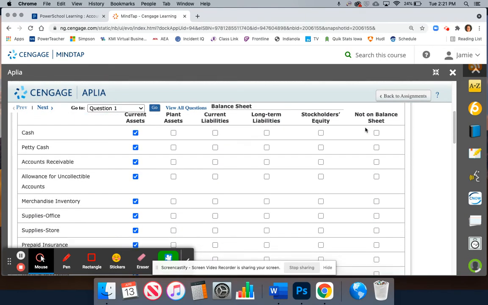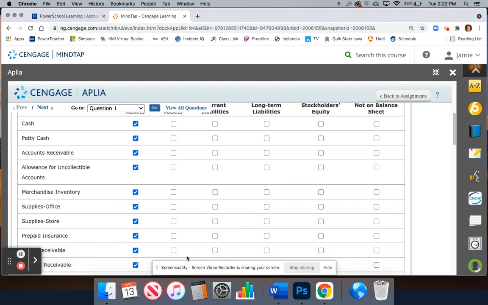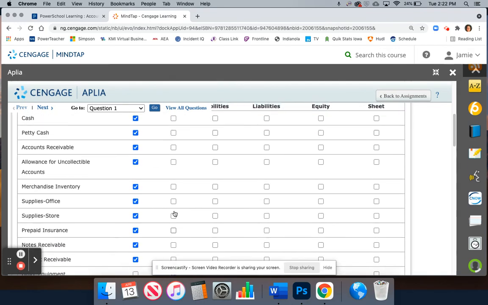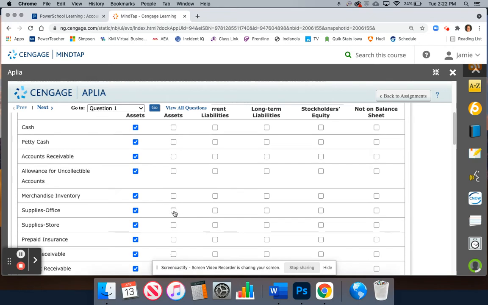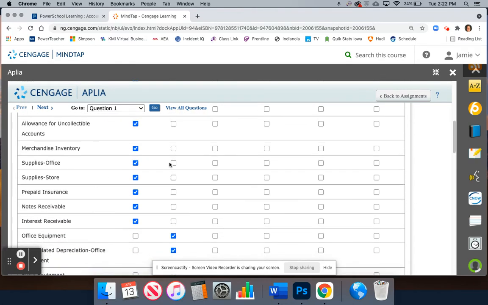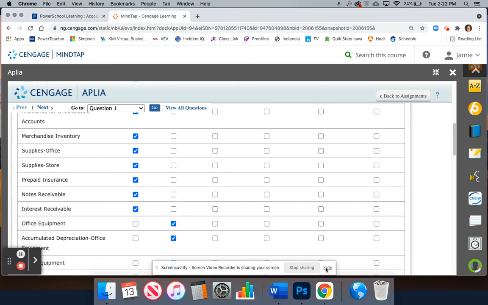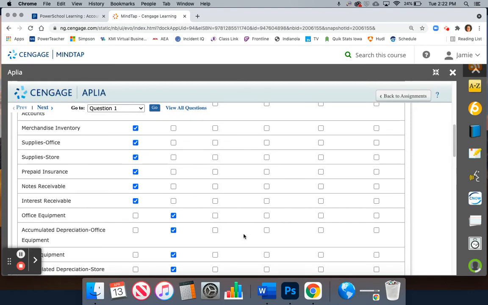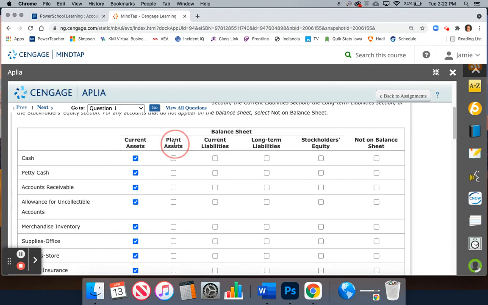Back up to the top, all of our current assets are the assets from cash down to interest receivable. Those are all used within 1 year, so they are considered current assets. Our next column is the plant assets. So plant assets include our store and office equipment and the associated accumulated depreciation. Those are all considered plant assets.